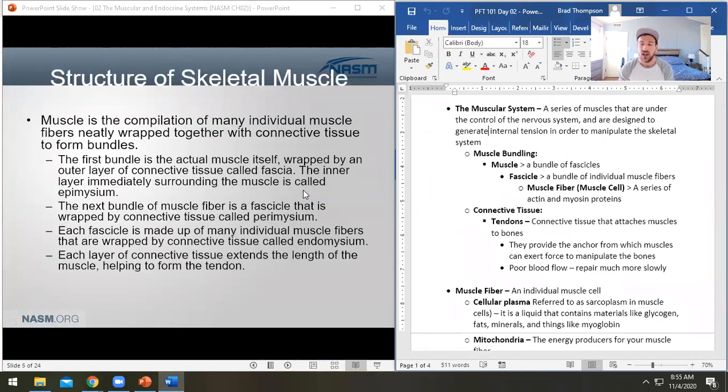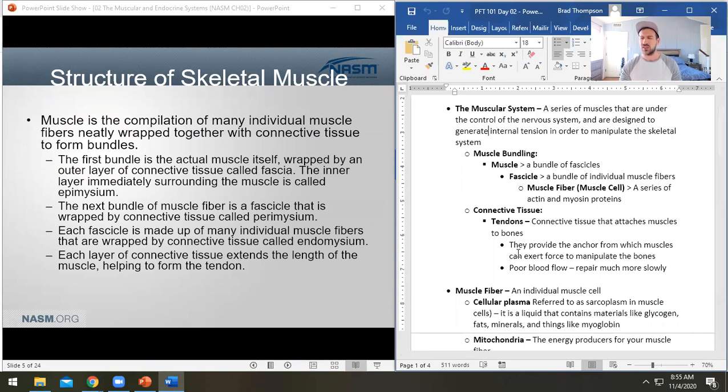That's a big part of what we're going to talk about today, because that's especially important when we talk about muscles. Muscles have so many special shapes that are relevant to what we do. That's what allows us to move around and do everything. When we look at the structure of our skeletal muscle, it's a compilation of a lot of individual muscle fibers that are wrapped together in connective tissue.